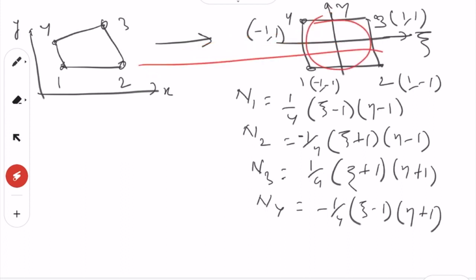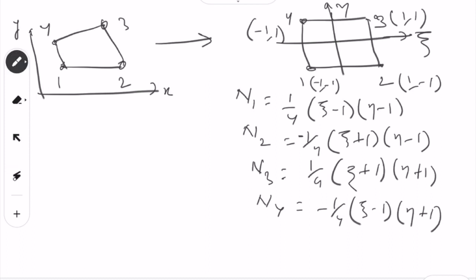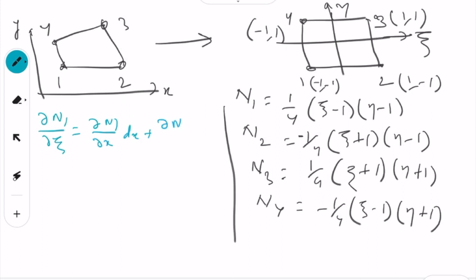From there we can calculate the values. We have to find B basically. There is a relationship, and we know what the relationship is: del N1 over del xi is equal to del N1 over del x times dx plus del N1 over del y times dy.